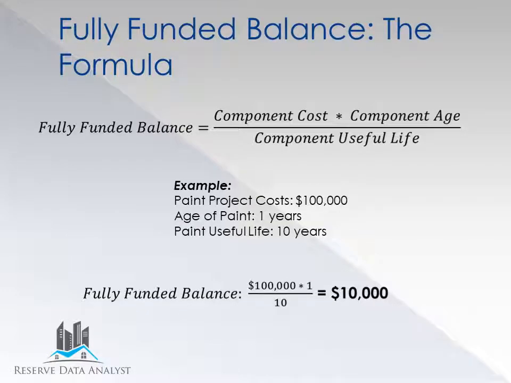And the formula for this is a pretty simple formula. It's the component cost, that's the current component cost, times the component current age, divided by the component useful life.